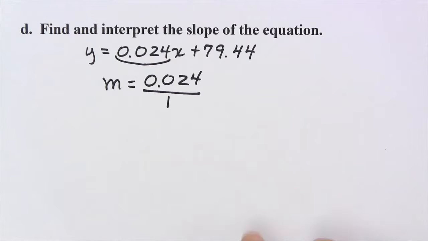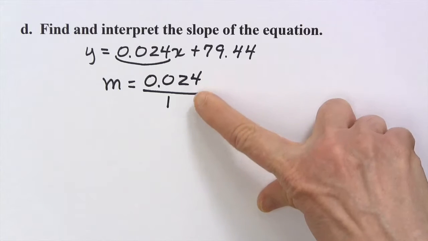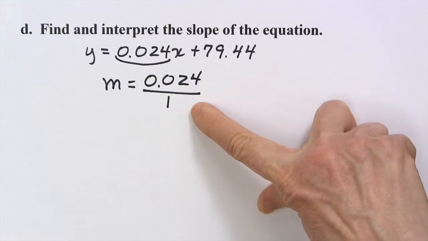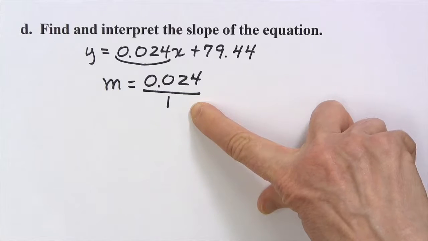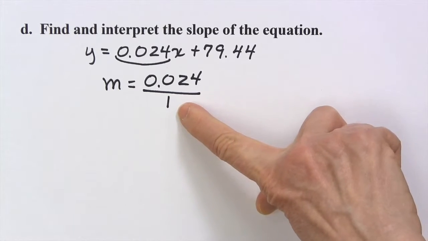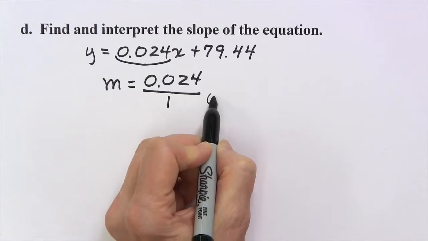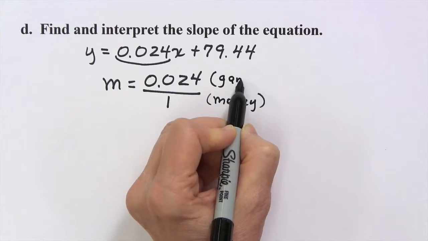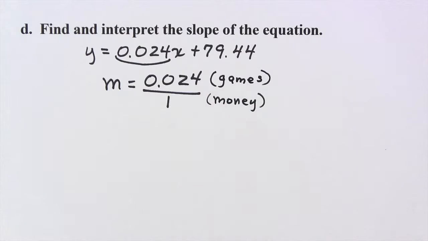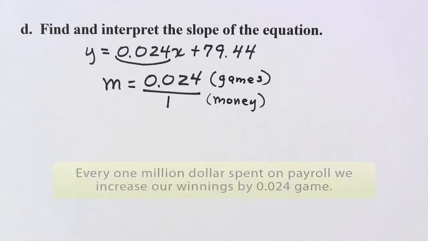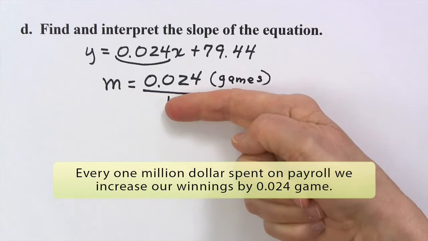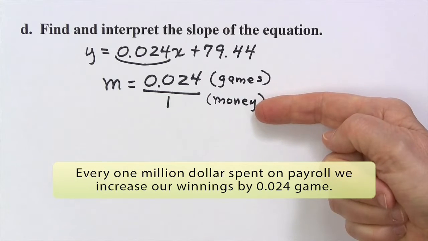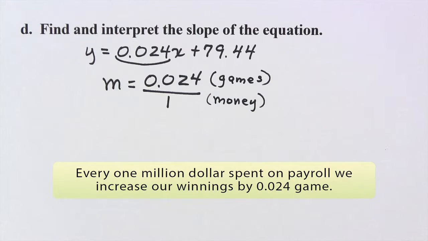Now keep in mind, it's rise over run, or change in y's over change in x's. So what does that mean? X's had to do with money, so this is money, and this is number of games. So let's say what this means in words. It means that every $1 million spent on payroll, we increase our winnings by 0.024 game.